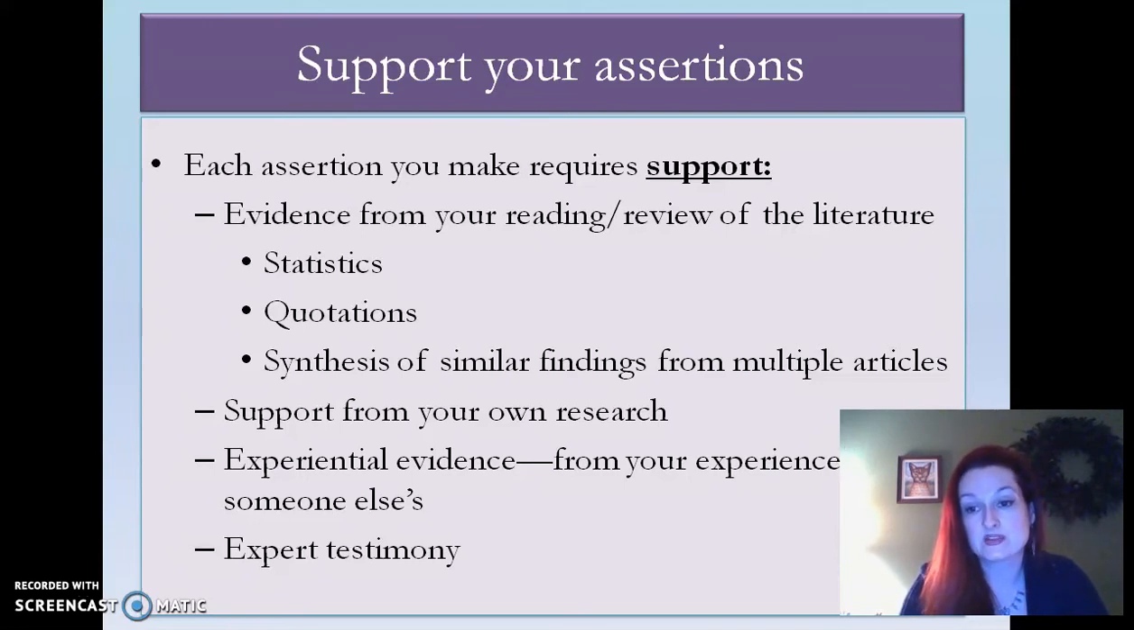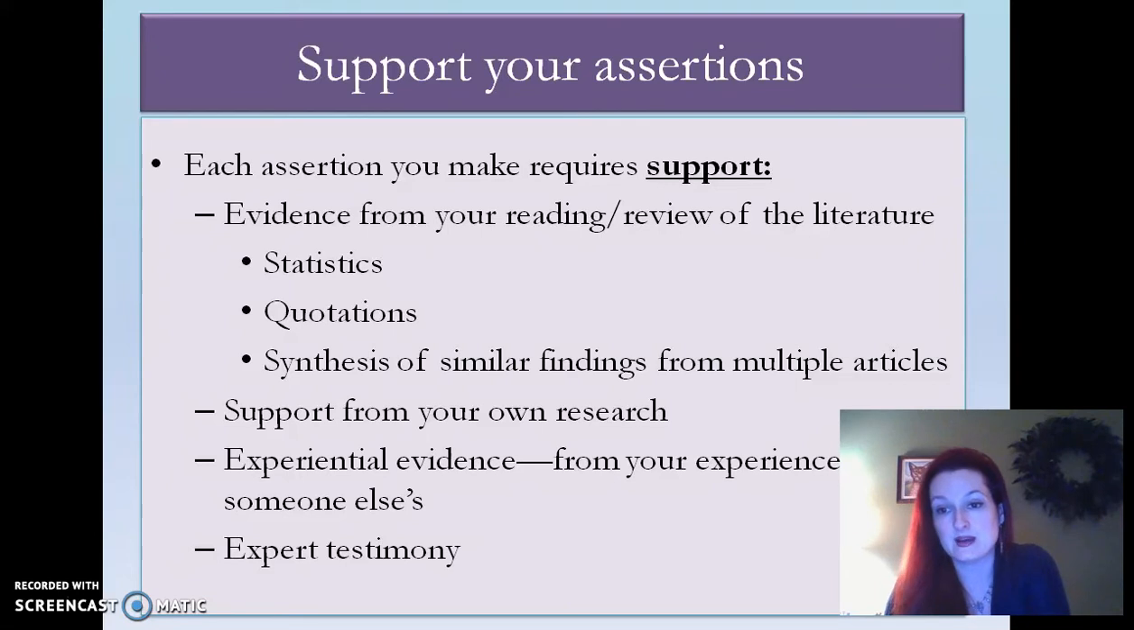And assertions require support. And support can come in the form of evidence from your reading or from your review of the literature. It can be in the form of statistics, quotes or paraphrases from your sources, examples. It can be a synthesis of similar findings from multiple articles in the body of evidence. Sometimes support can be from your own research. Sometimes it can be experiential evidence, meaning your own experience or the experiences of others. Sometimes it can come in the form of expert testimony, so an expert in the field who's a recognized expert.